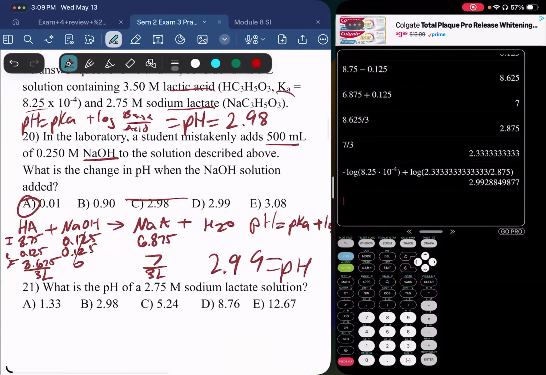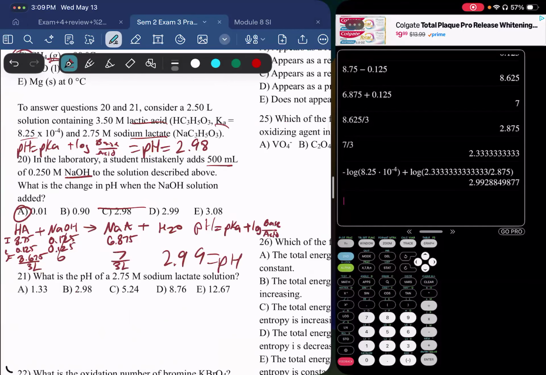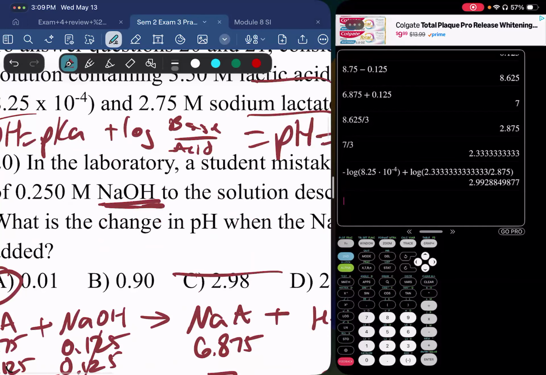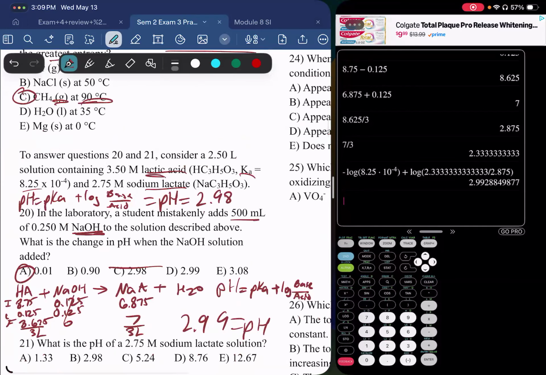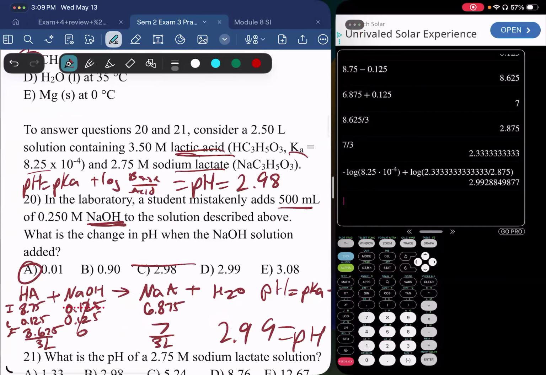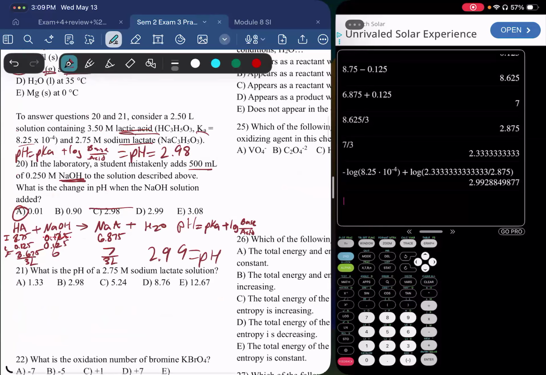But yeah, if you understand how to set things up, make sure you know a base is going to react with an acid. So in this case, it's going to react with the weak acid. If it was a strong acid, it would react with the base. So that's choice 20. Okay. Any questions about that?